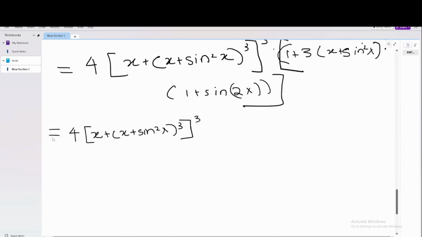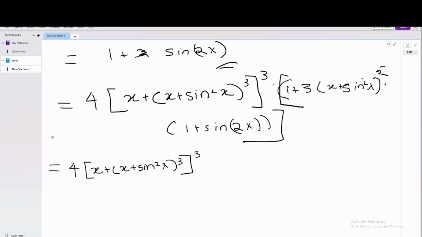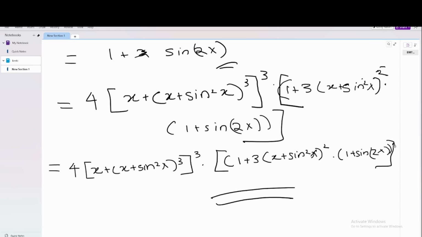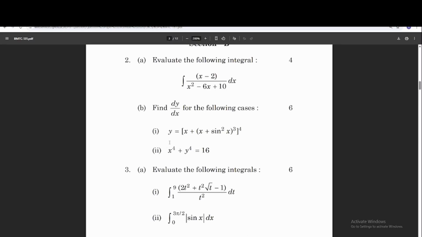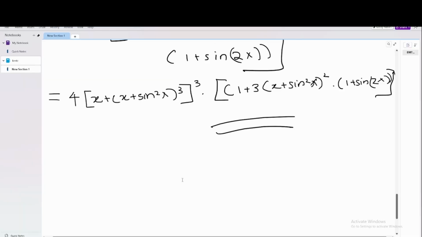Whole cube into 1 plus 3 into x plus sine square x the whole square into 1 plus sin 2x. This is the final answer. So the next question is x raised to 4 plus y raised to 4 is equal to 16.